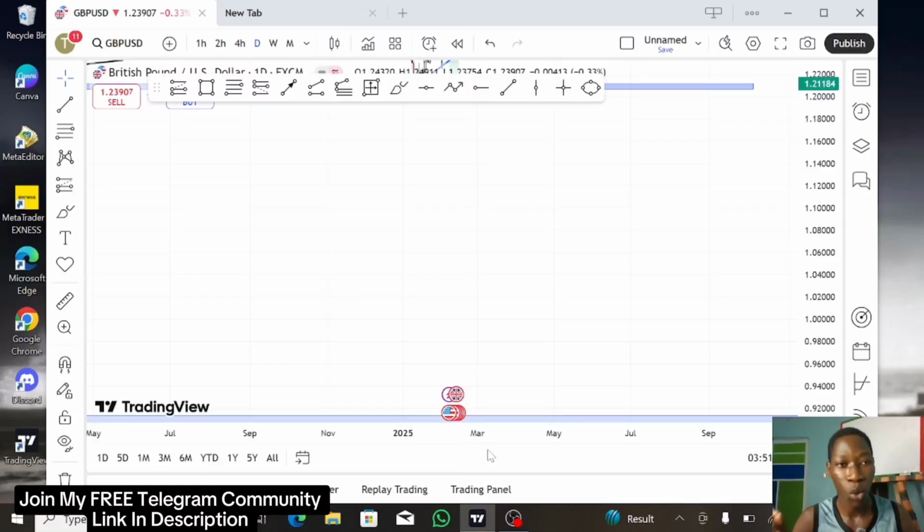Alright, so guys, welcome inside of my screen. Now I'm going to be teaching you how to use your Fibonacci extension to exit the market as a pro trader. This is how pro traders exit the market. So without wasting much of your time, this is a no BS, step-by-step guide on exiting the market.